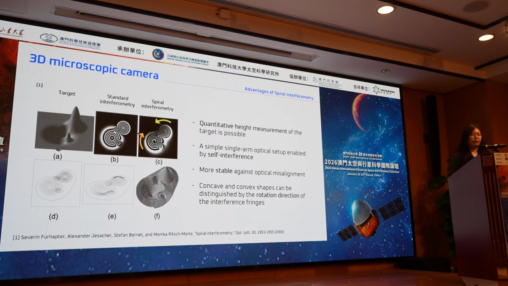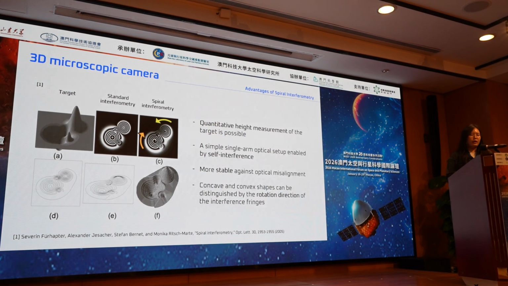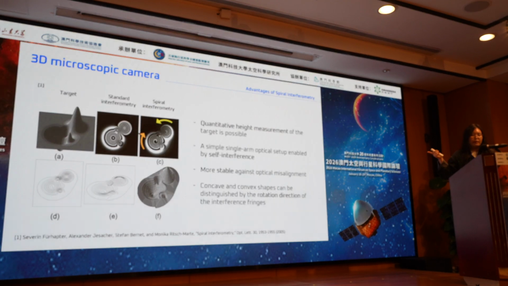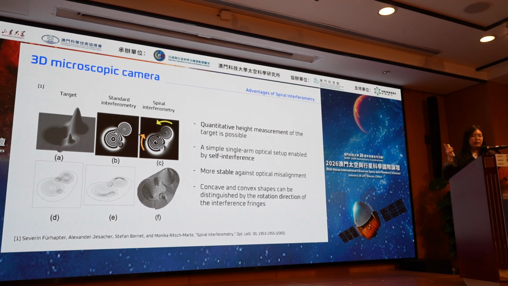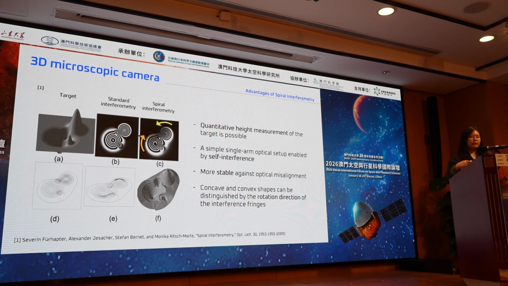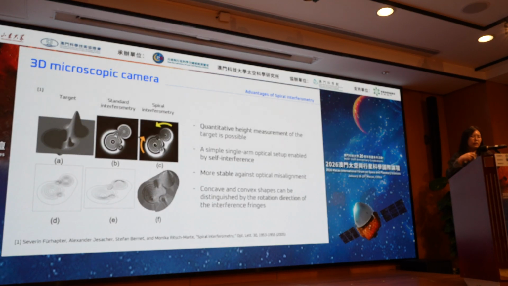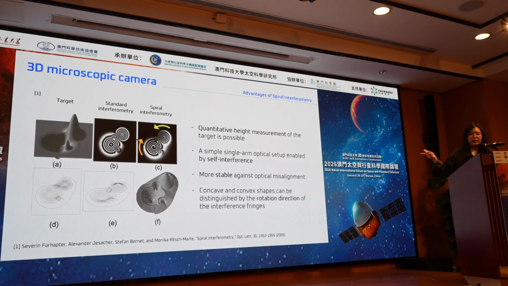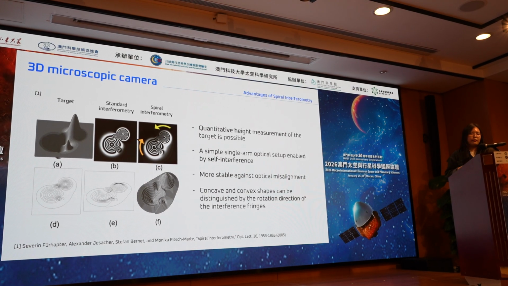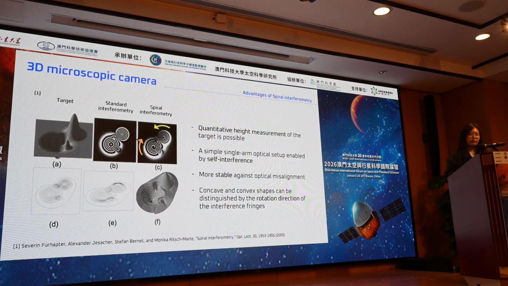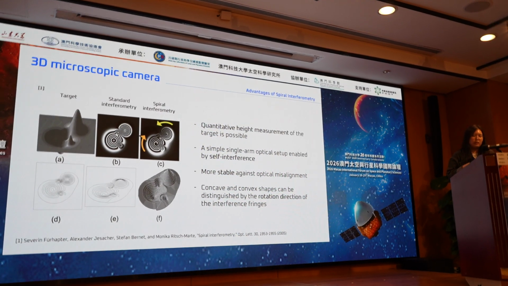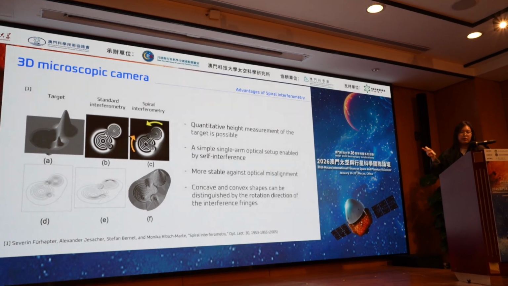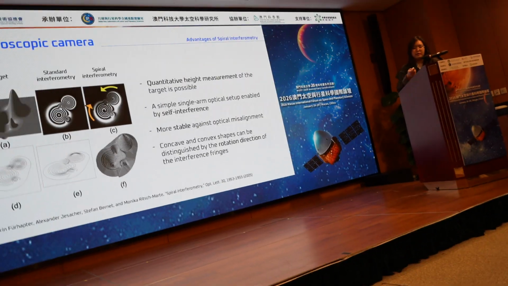So, spiral interferometry offers several advantages. It enables quantitative height measurement of the target, and its self-interfering design employs a simple single interferometer, which contributes to a more compact system. Additionally, it is more stable against optical misalignment. And concave and convex shapes can be distinguished by the rotation direction of the spiral interference fringes.